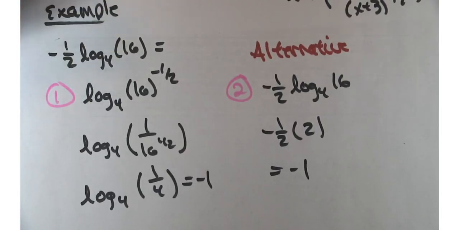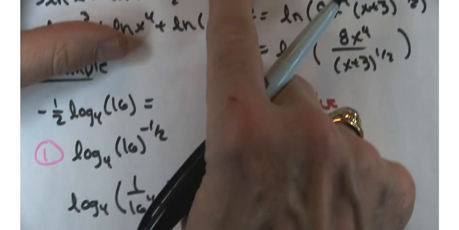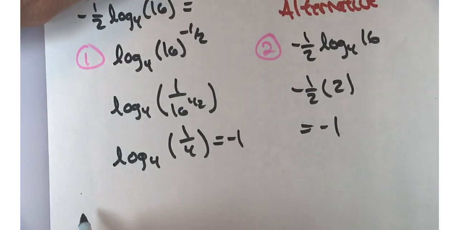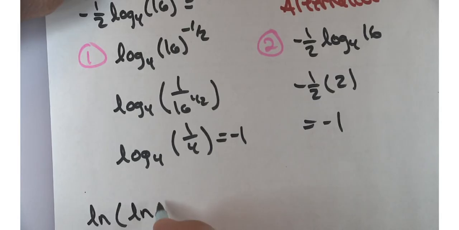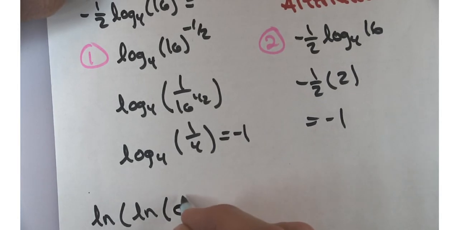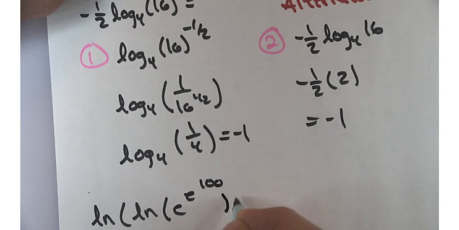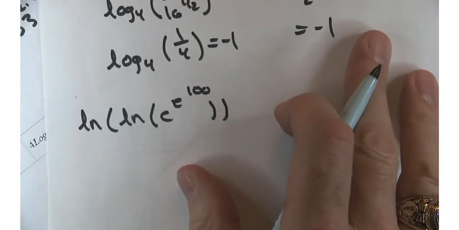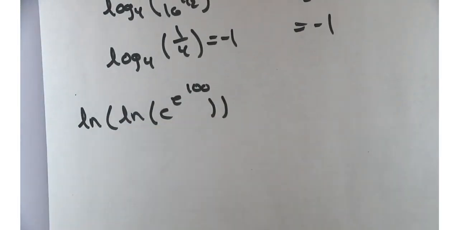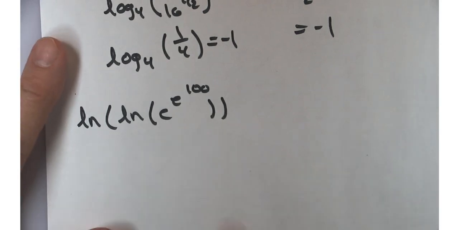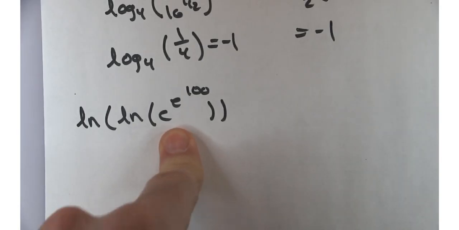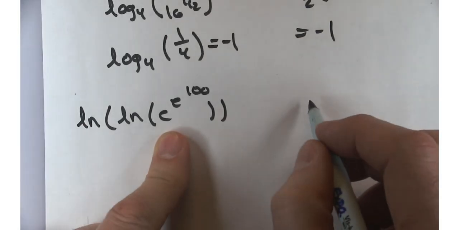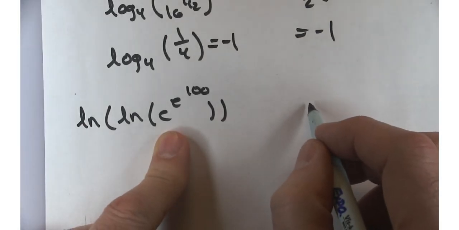Let's try the last one here. The ln of e to the e to the 100. Now, if you actually tried to just put this in your calculator, it would choke. This number is bigger than what your calculator can hold. By the way, do you know how big of a number your calculator can hold? It's just underneath a Google.